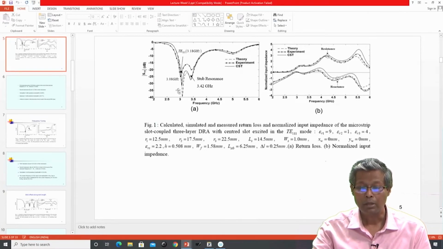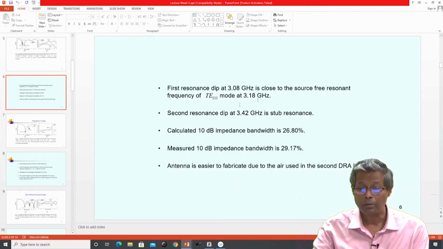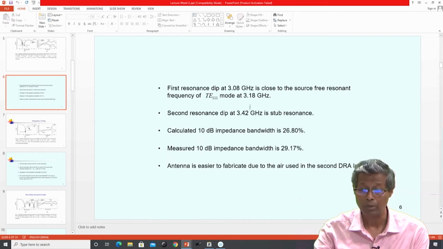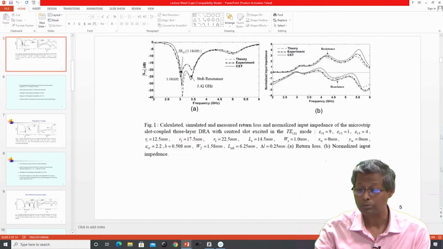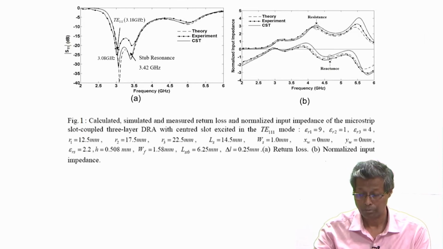So, let us go back to the presentation. You see now the first resonance dip, which is a loaded resonance, is at 3.08 gigahertz, and the source free resonance of the TE111 mode is 3.18 gigahertz. So, it is contributed by the source free TE111 mode. The second resonance dip is at 3.42 gigahertz, and this is the stub resonance.